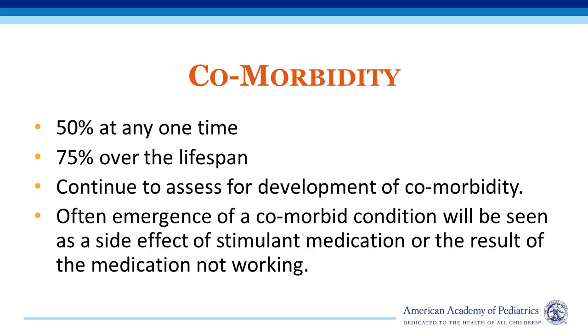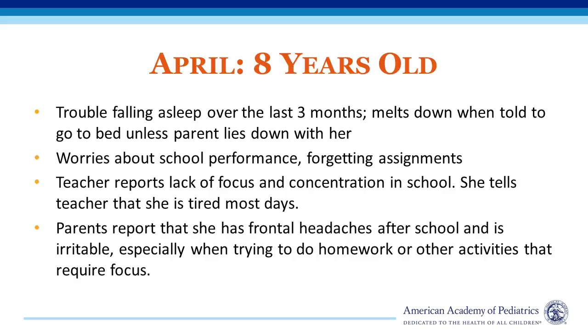So comorbidity. Remember that about 50%, and that number, depending on who you read, is a little higher or a little lower at any one time. But comorbid conditions accumulate with time, and over the lifespan, as many as 75 to 80% of individuals are going to develop comorbid conditions, and those can be on the educational side with learning disabilities or on the psychological side, and we'll see that. So continue to assess for comorbidity over time, especially if you notice that the patient is having problems and going up on the medicine hasn't helped or that sort of thing.